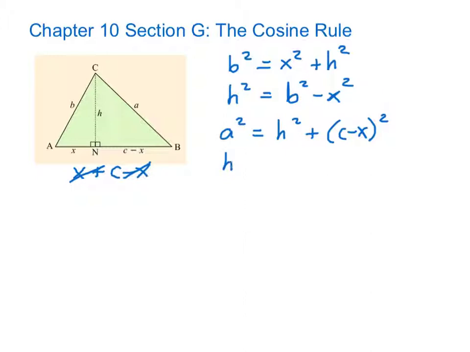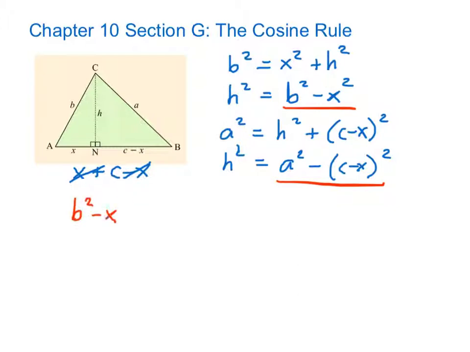And again, with a little bit of rearranging, we see that h squared is equal to a squared minus (c minus x) squared. Now I have two expressions for h squared. These are the same expressions, so I can set the right-hand side in both cases equal to each other. And now I have b squared minus x squared equals a squared minus (c minus x) squared.